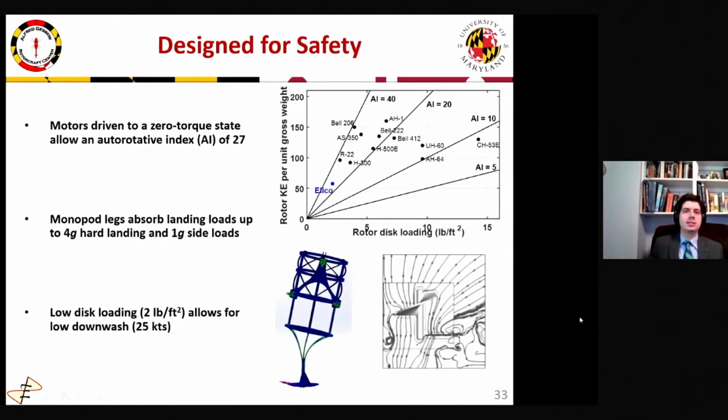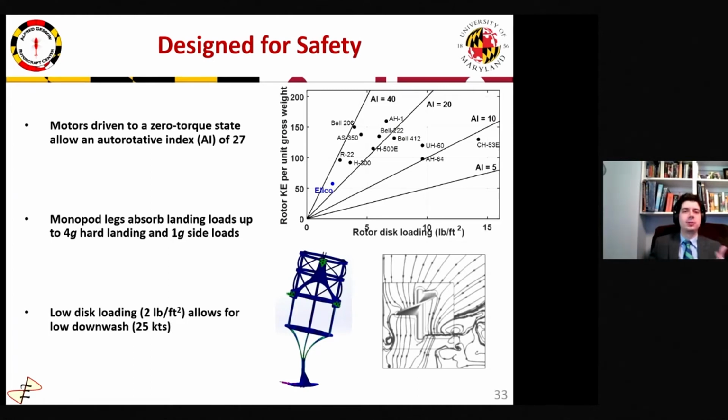During the process of design, safety was always a primary concern. And while the mission only requires flight 1 meter above the ground, if Ellico is at higher ground elevations and encounters an emergency, the electric motors can be driven to a 0 torque state and enable an autorotative index of 27, which is higher than the Bell 222 and AH-1 helicopters.